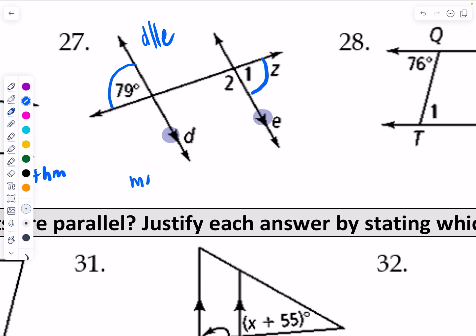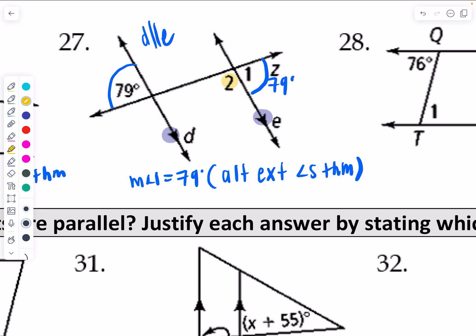And the measure of angle 1 is also going to be equal to 79 degrees. How do I know that? Because those are alternate exterior angles. And the alternate exterior angles theorem says that if those lines are parallel, then those alternate exterior angles must be congruent. So this is also going to be 79.